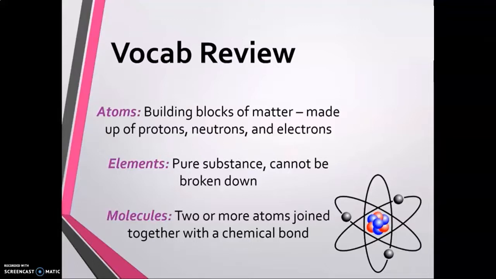An element is going to be a pure substance, such as oxygen, carbon, nitrogen. It can't be broken down into any other components. These are the things that are listed on the periodic table. And finally, molecules. The term molecule specifically means you have two or more atoms that are joined together with a chemical bond. And that type of bond is going to be a covalent bond. So molecules are always held together by covalent bonds.